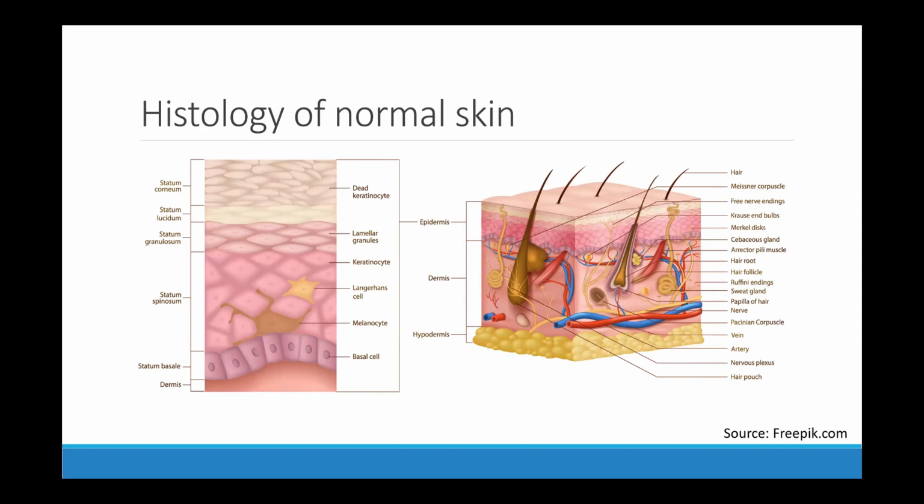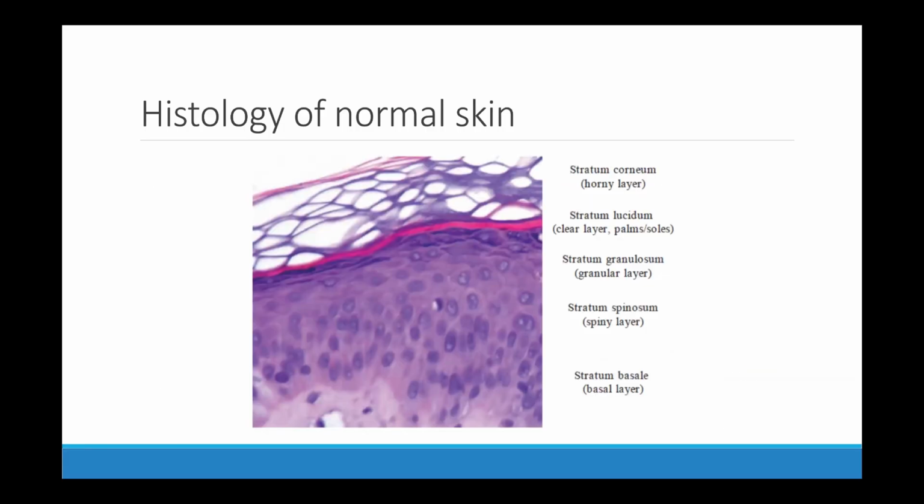So if you recall, the normal skin is divided into the epidermis, followed by the dermis, and then hypodermis. And the epidermis is divided into your stratum corneum at the top, which is the horny layer, followed by stratum lucidum in the palms and soles, which is a clear layer, and then you have stratum granulosum, or the granular layer, stratum spinosum, the spiny layer, as well as stratum basale, which is your basal layer.